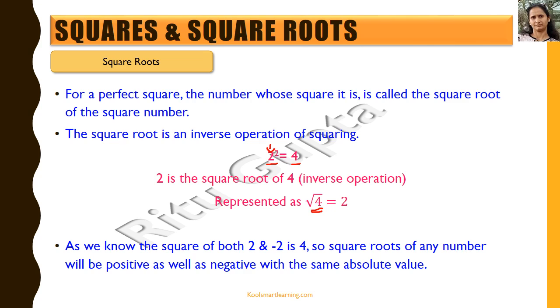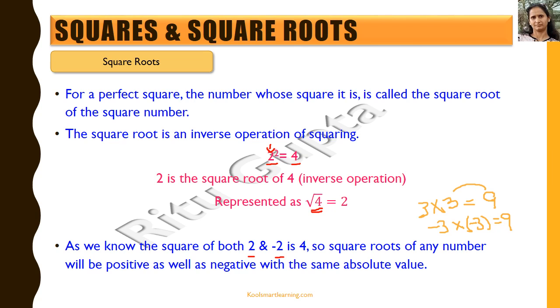And one important thing to know is that the square of both a positive and a negative number with the same value is the same. So we know that 2 multiplied by 2 is 4, and minus 2 multiplied by minus 2 is also 4. Similarly, if we take 3, we know that 3 multiplied by 3 is 9, and minus 3 multiplied by minus 3 will also be equal to 9. So we can say that the square root of 9 would be both 3 and minus 3.